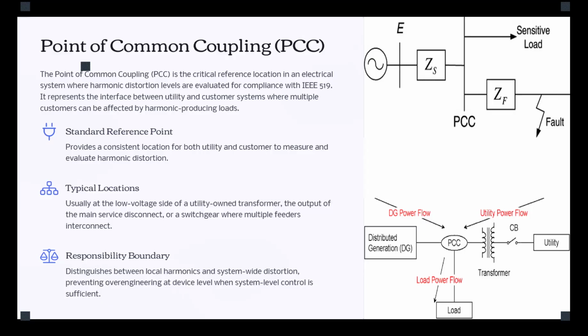or at a central node where the different parts of a system connect to each other. Now, it basically helps to separate local device-level issues from system-level distortion.